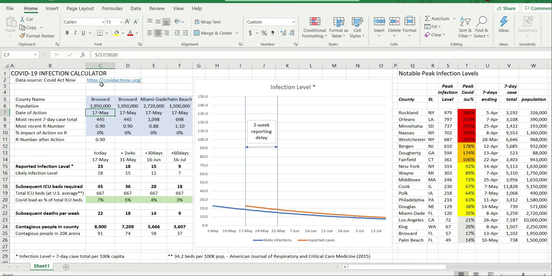And that is the day we're starting phase 1 reopening. So it's an important day. The most recent 7-day total of cases in Broward County is 445 cases.